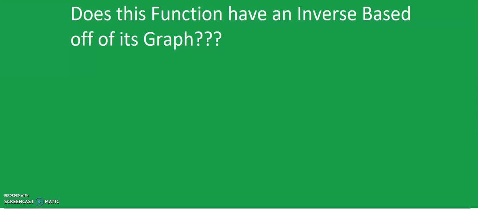Hey everyone, in this video we're going to be talking about if a function has an inverse just based off of its graph. Now, if you watch my other video, what is a function, you'll remember that I talked about something called the vertical line test, right? What I did for the vertical line test is I took a line and I moved it across my function, and if it passed the vertical line test, it was a function, right?